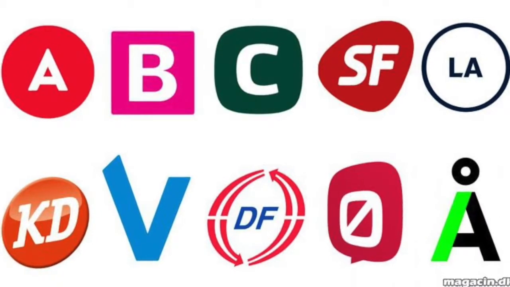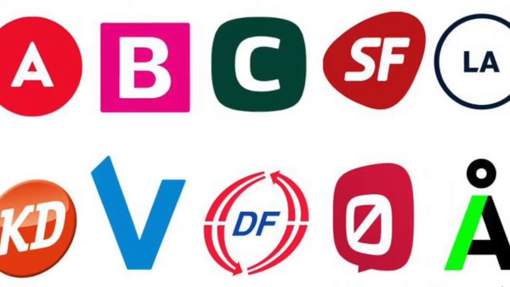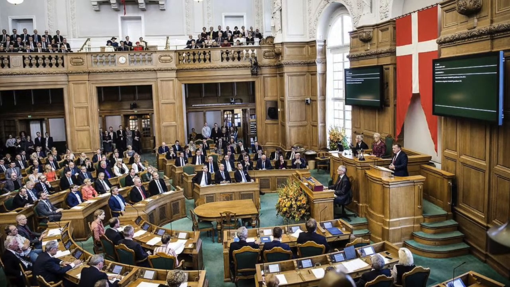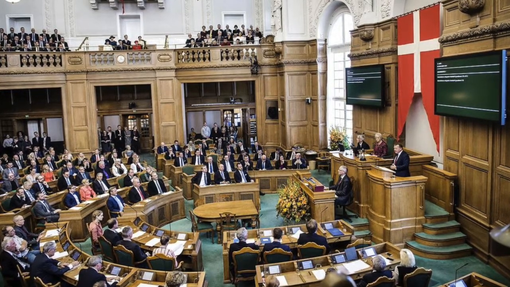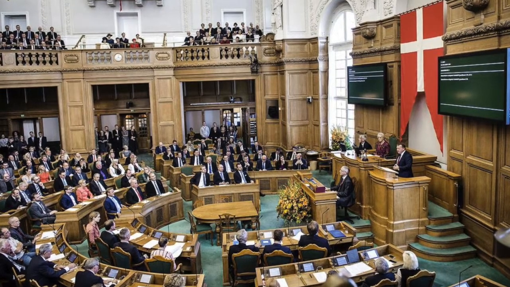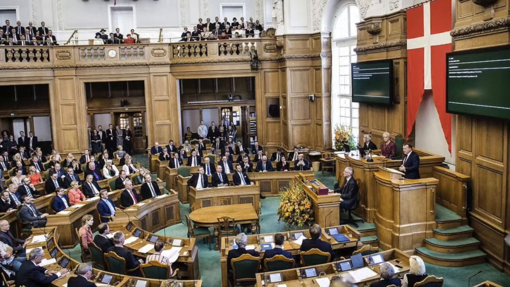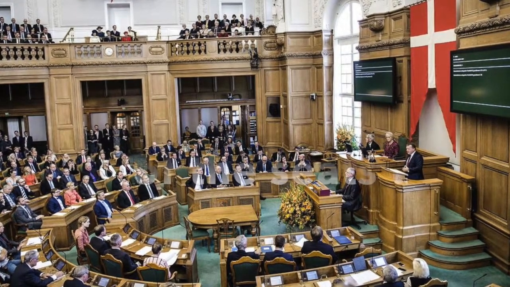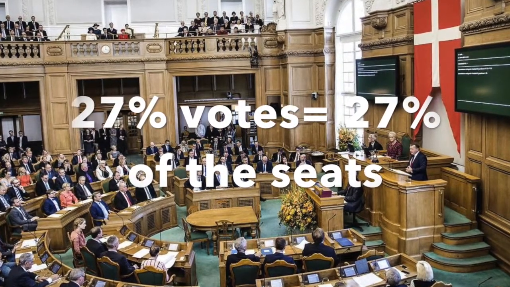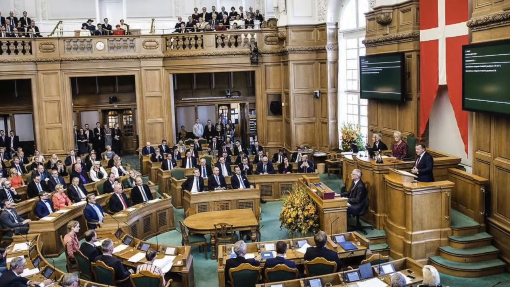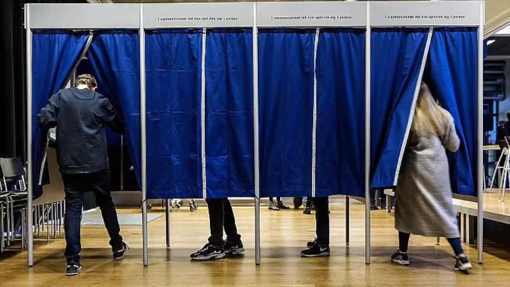There are a lot of different parties, so it is easier for Danish citizens to find a party they agree with. When there is an election in Denmark, people vote for a party and the party gets seats in the Danish parliament, depending on how many votes the party gets. So if a party gets 27% of votes, it gets 27% of the seats in the Danish parliament, which is very democratic because no votes are wasted.